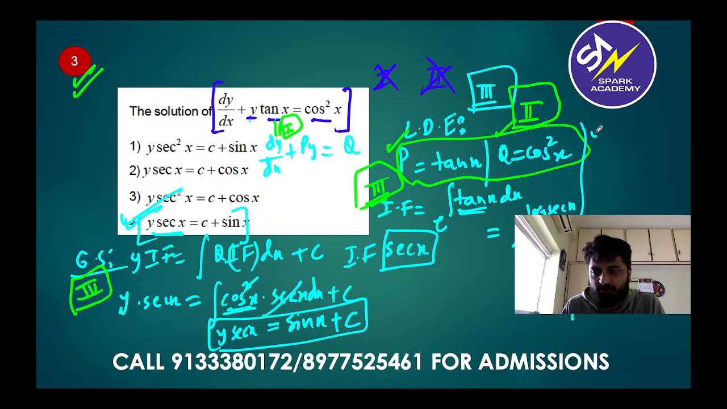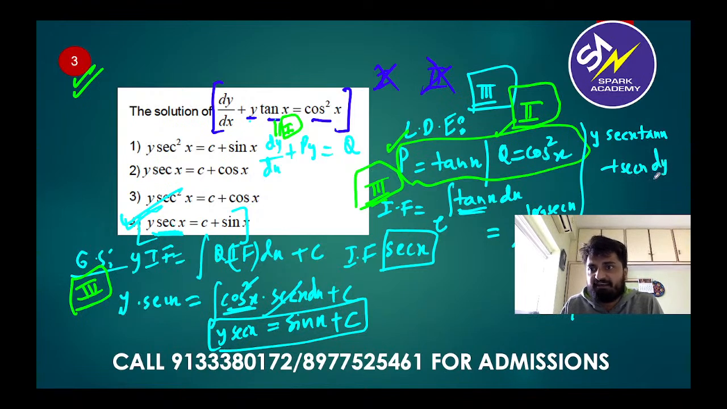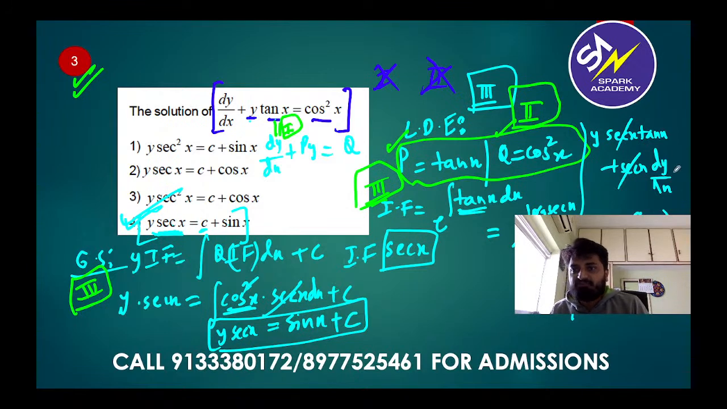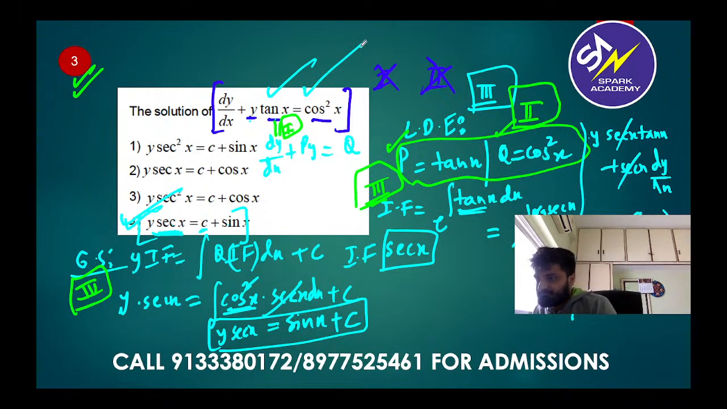Here I can use the UV rule. Y into what is the derivative of secant x? Derivative of secant x is secant x tan x, plus secant x again, times the derivative of y, which is dy by dx. Now what else is there? Plus derivative of sin x, which is nothing but cos x. Now you tell me, secant x I can take common and send to the other side. This will become cos into cos, it will be cos square only. So we are getting y tan x plus dy by dx equals cos square x.